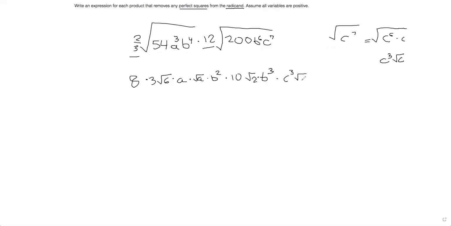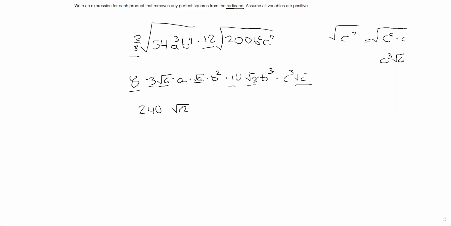And now we want to simplify wherever possible. So we have 8 times 3, which is 24, times 10, which is 240. And then we have square root of 6 times square root of 2 times square root of c. We're going to share a radical on that one along with the square root of a. We're going to put everything under the same radical. So we're going to have 6 times 2, which is 12. So we're going to have square root of 12.